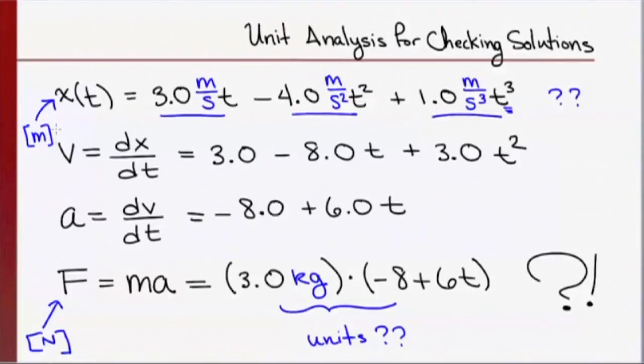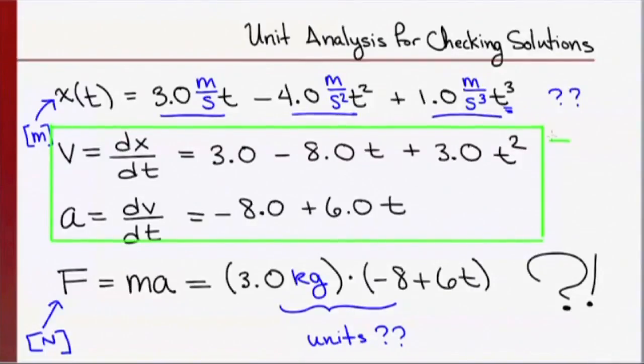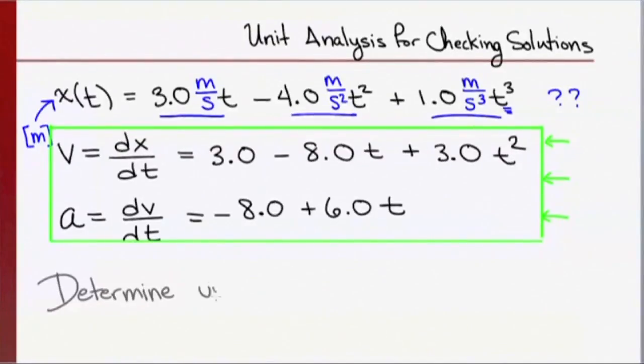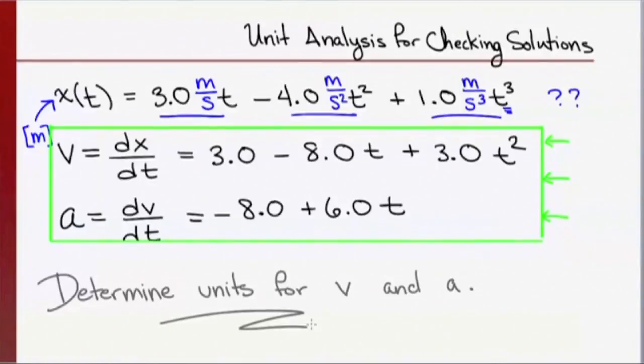You may want to pause the video here and find the units for the constants in the formulas for velocity and acceleration. Show that these units agree with the units you find by differentiating x of t.